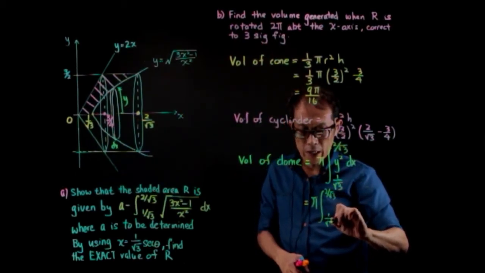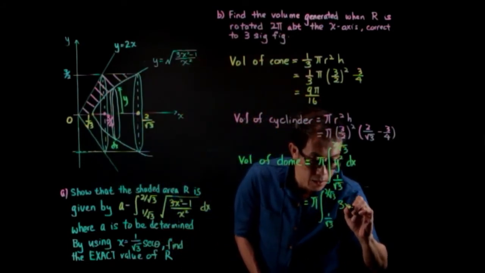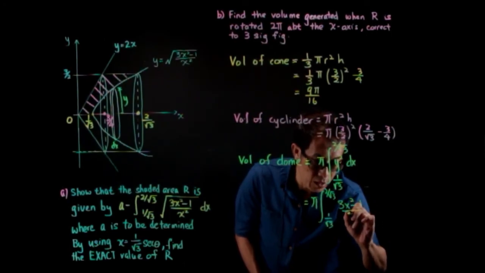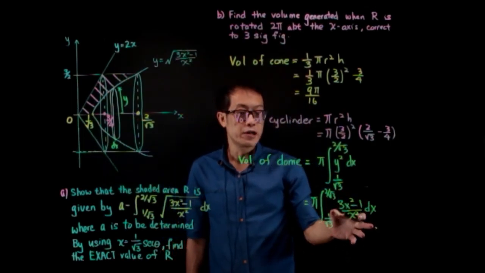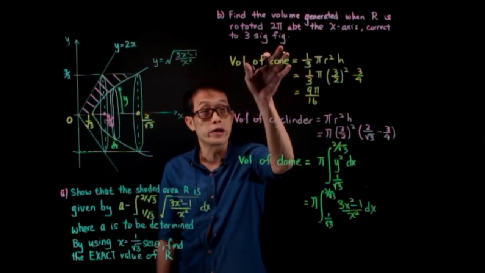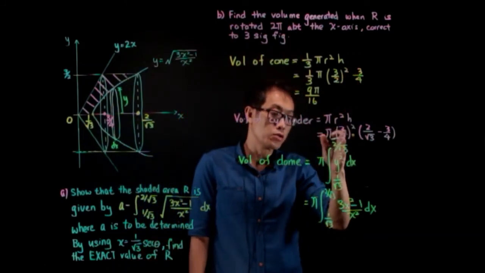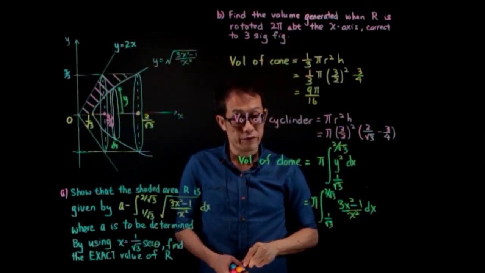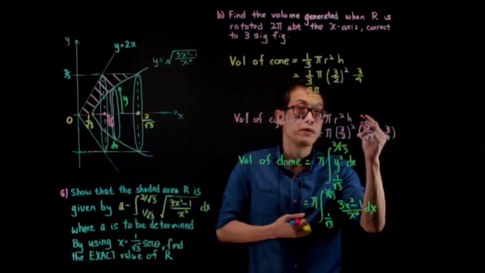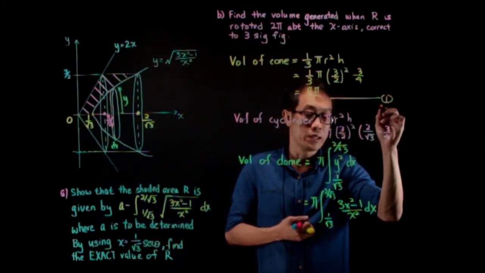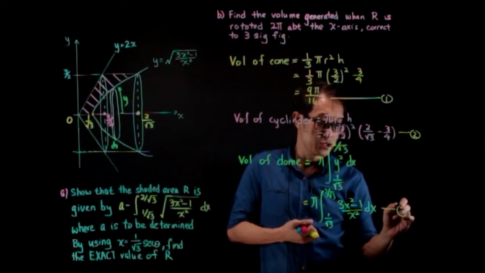Now what is y squared? y squared is (3x squared minus 1) over x squared, dx. Now you can integrate this manually, but the question said correct to 3 significant figures, so you can key all this into the calculator and find out the value. Let's call the answer to this part 1, the answer to this part 2, and the answer to this part 3.